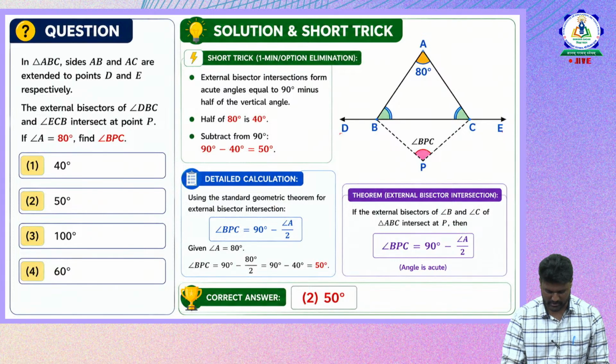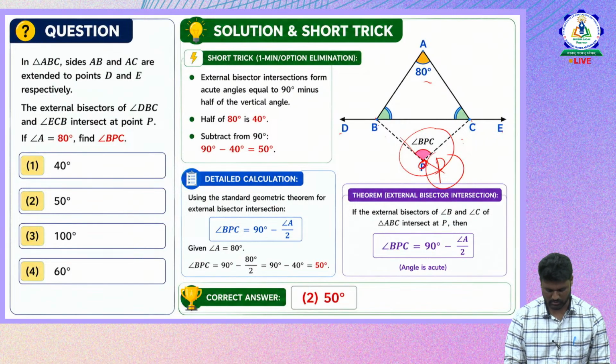So the bisectors of angle DBC and angle ECB, when you extend them like this, intersect at one point. Let us assume that point is P here. Now if angle A is equal to 80 degrees, find the angle BPC. So this is the value we need to identify.